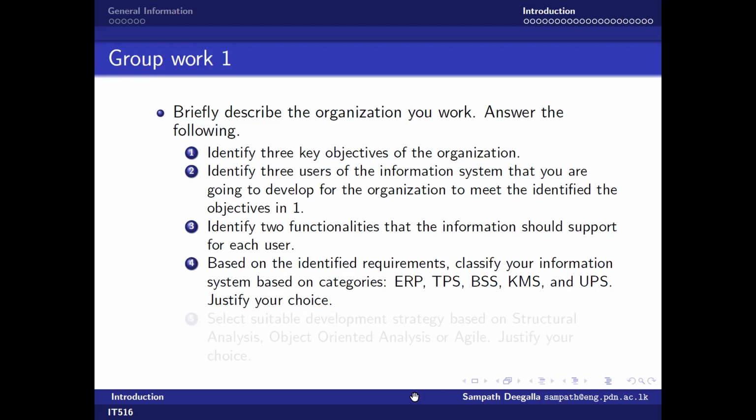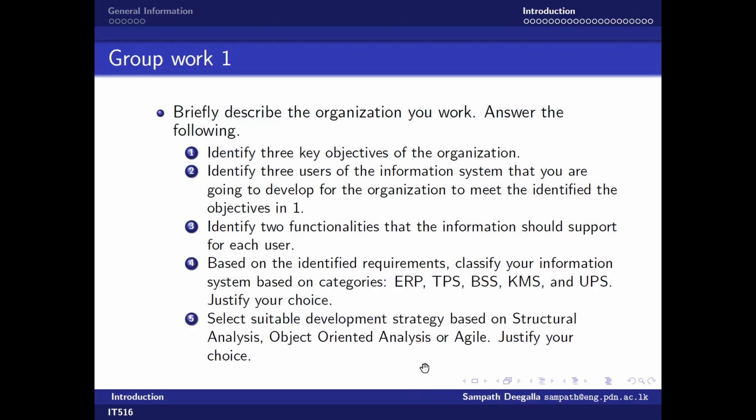Based on your requirements, remember we discussed 5 different groups: ERP, TPS, PSS, KMS, and UPS. Categorize your requirements under one of these categories, whether that information requirement can be accomplished using an ERP system, or, especially if it is low level, a transaction processing system, and so on. Identify this. And then we discussed a couple of development strategies. Decide which development strategy you are going to select.